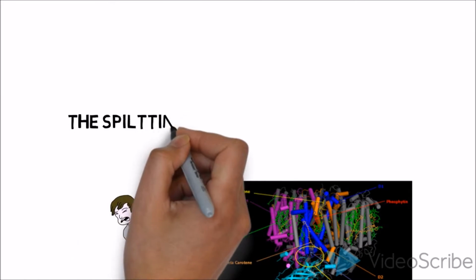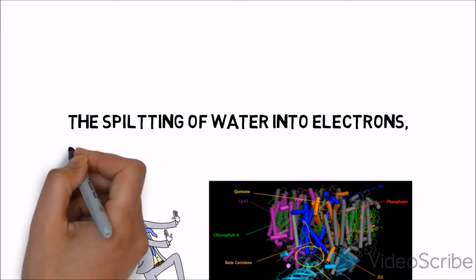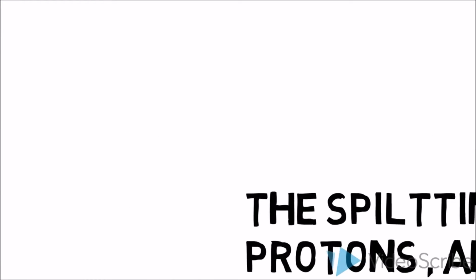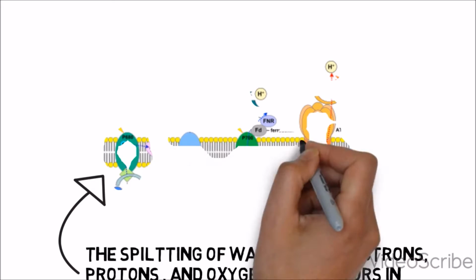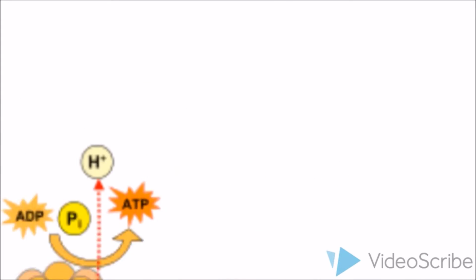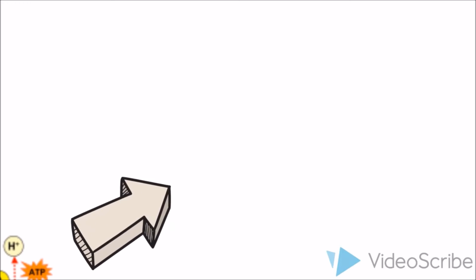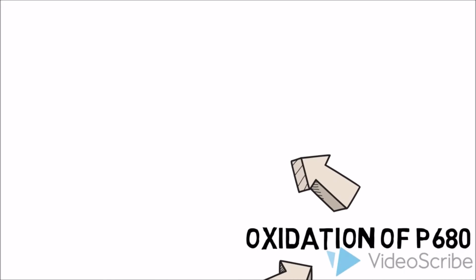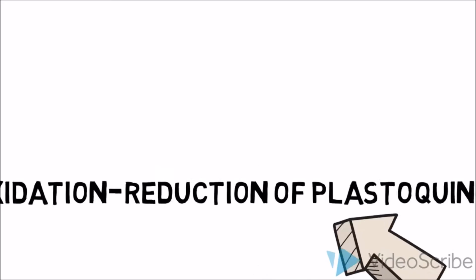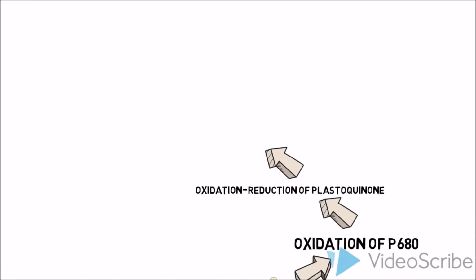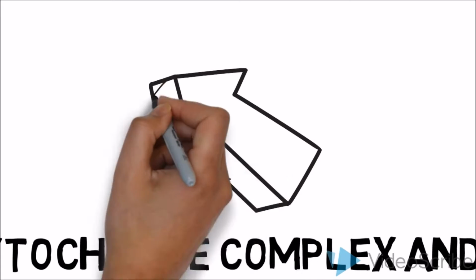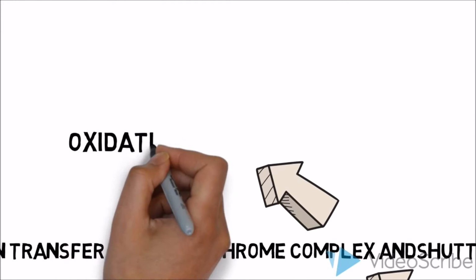We now move to photosystem 2, where splitting of water molecules into electrons, protons, and oxygen gas occurs. This is then followed by the infamous electron transport chain, which starts with the oxidation of P680. This is followed by the oxidation and reduction of plastoquinone. Then, electrons transfer through the cytochrome complex and are shuttled by plastocyanin. Oxidation and reduction of P700.